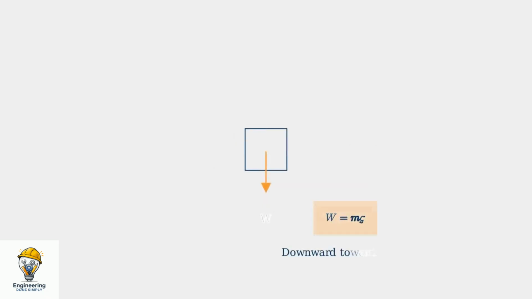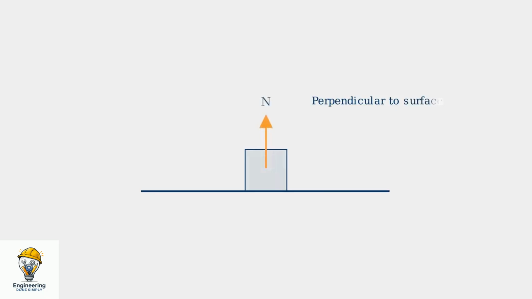The first common force is weight. Weight is the gravitational force acting on an object, pulling it downward toward the center of the Earth. It is calculated using the formula W equals mg, where m is the mass and g is the acceleration due to gravity. The normal force is the force exerted by a surface on an object in contact with it. It acts perpendicular to the surface, preventing the object from passing through. The normal force is what keeps objects from sinking into surfaces.